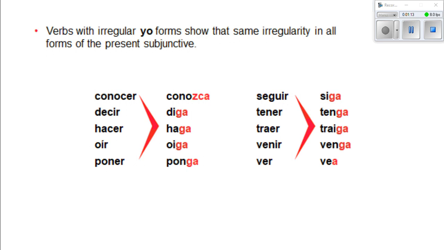Verbs that have irregular yo form keep that irregular stem in the present subjunctive. So, conocer goes to conozca, decir goes to diga, hacer goes to haga, oír goes to oiga, poner goes to ponga, seguir to siga, tener to tenga, traer to traiga, venir to venga, ver to vea.